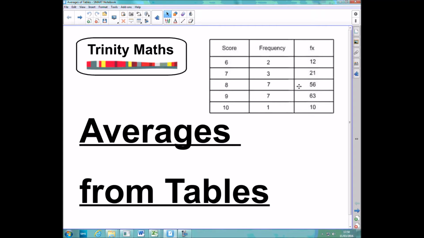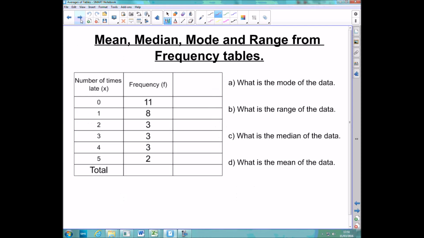This video is going to be on calculating averages from different frequency tables. So this frequency table is showing the numbers of times late to a lesson, and the frequency is showing the number of students that have these numbers of lates.